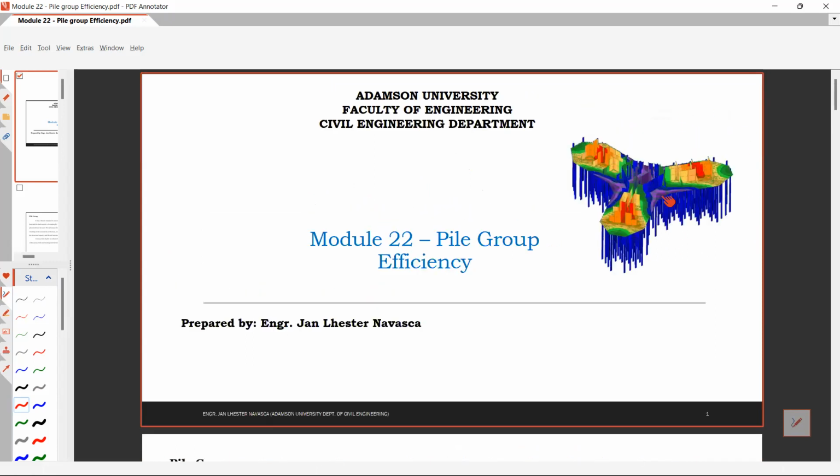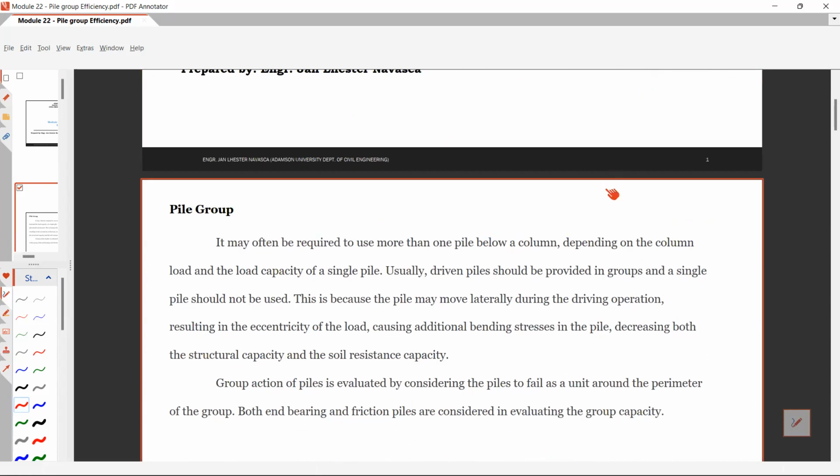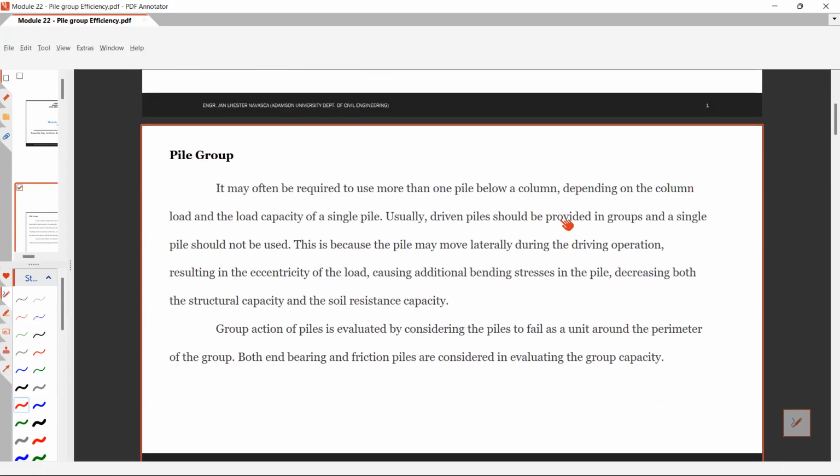This figure is an example of deep foundations, okay, which is the piles of the Burj Khalifa. So this is the foundation of the Burj Khalifa. So they are acting in groups. Okay, so that is the usual na makikita nyo sa site.